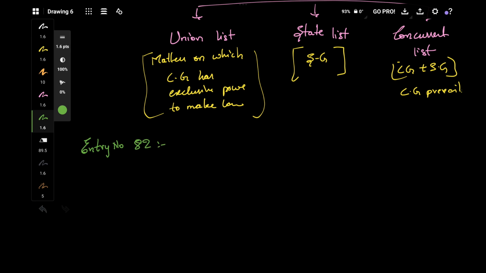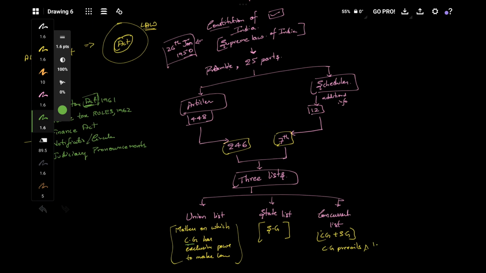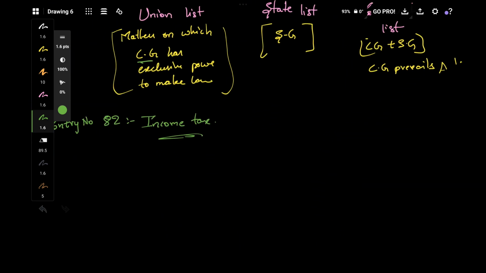In this list, entry number 82 is income tax. Because income tax is in this list, central government is levying income tax. Central government has got the power to levy income tax. So income tax is there in the Constitution, and because of this reason, central government could levy income tax on us. The Constitution of India is what gives power to central government to levy income tax on us.